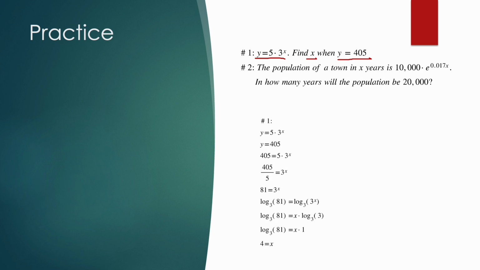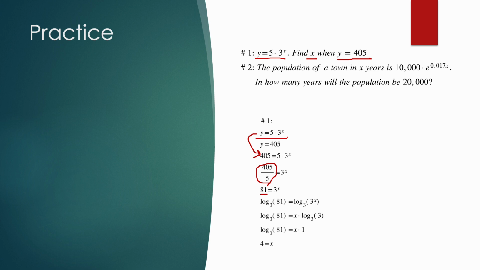Okay, so let's see. So y is going to be equal to 5 times 3 to the x, that's the equation, and we're trying to find x when y is equal to 405. And so if y is going to be equal to 405, then we can just put 405 instead of y here, right? And so we have 405 is equal to 5 times 3 to the x. And now we can just divide by 5, right? So we get 405 divided by 5 is equal to 3 to the x. And this is going to be the same thing as 81 is equal to 3 to the x.